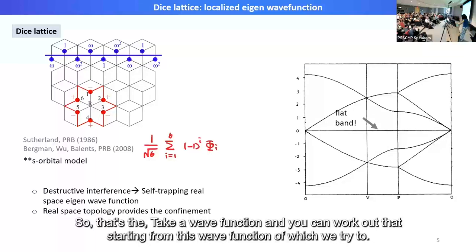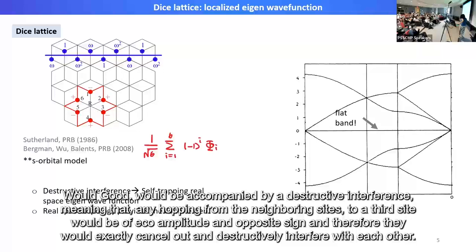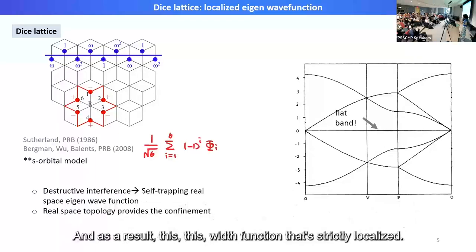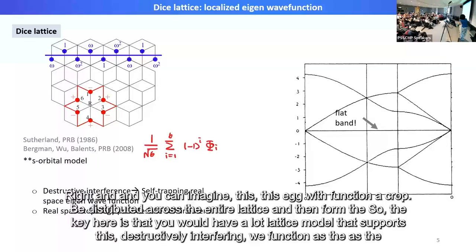So that's the real space eigen wave function, and you can work out that starting from this wave function, if we try to hop out from this region, any attempt would be accompanied by destructive interference, meaning that any hopping from the neighboring sites to a third site would be of equal amplitude and opposite sign, and therefore they would exactly cancel out and destructively interfere with each other. And as a result, this wave function is strictly localized. And you can imagine this eigen wave function being distributed across the entire lattice and then forming the flat band manifold.